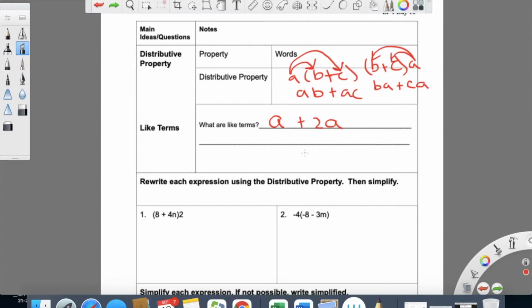And this can be as simple as regular numbers also, and I call them regular numbers, but they're constants. So if I have 3 and 5, okay, these are like terms. They're just regular old numbers, no variables attached at all.